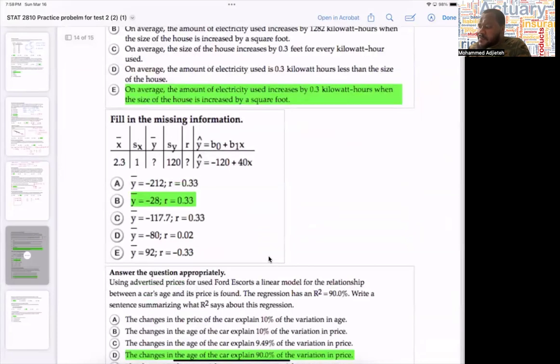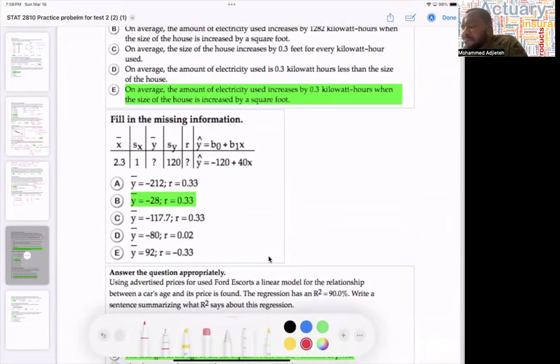Okay, now let's do this. So here we are asked to fill in the missing information. So what is missing here? Y bar is missing, we can see from here, and also R is missing, but we have this information here. How do we go about that? Now, what do we know? First and foremost, when we look at this, we can see beta naught is negative 120, beta 1 equals 40. So we take note of that.